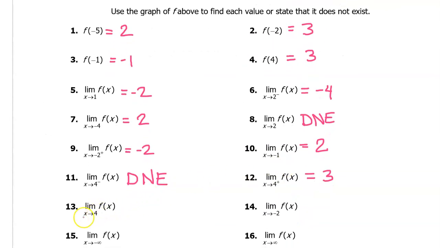Okay, how about the limit as x approaches 4? Well, we just talked about the limit as x approaches 4 from the left and the limit as x approaches 4 from the right. For problem number 13 to exist, both of these would have to exist and be the same number. So because the limit as x approaches 4 from the left did not exist, that means automatically that the overall limit as x approaches 4 does not exist either.